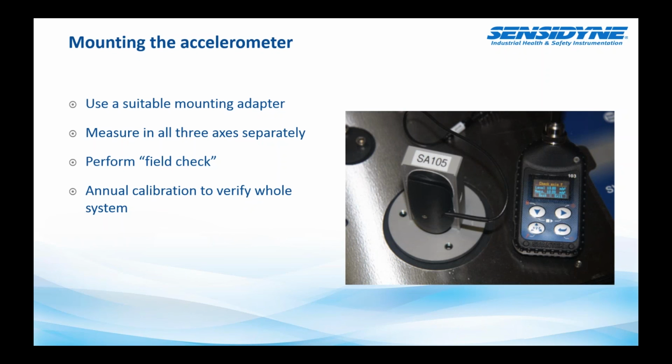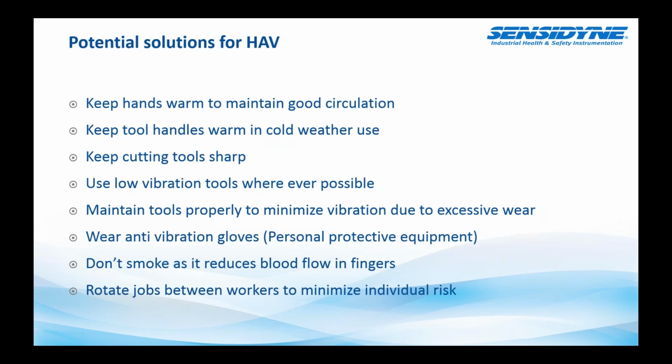So some solutions for hand-arm vibration then. Keeping hands warm is always good to maintain good circulation. Keeping the tool handles warm in cold weather use is also a benefit. If they're cutting tools, then changing the blade or changing the cutting tool itself, making sure to keep that sharp is certainly a good practice. Many manufacturers offer low vibration tools, and wherever possible it's always a good idea to choose those. Maintaining the tools properly, anti-vibration gloves as personal protective equipment. Not smoking. Smoking is another cause potentially of reduced blood flow, so let's not make it any worse than it's going to be. And of course, moving people between jobs to minimize their individual exposure.